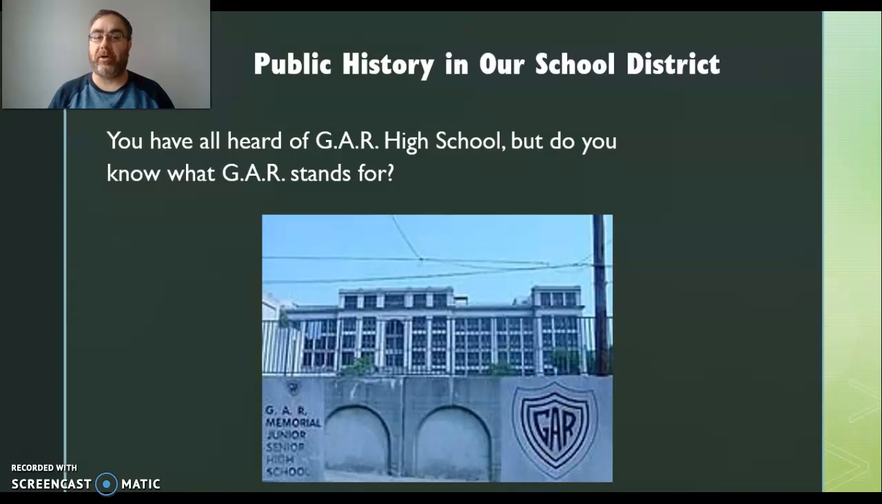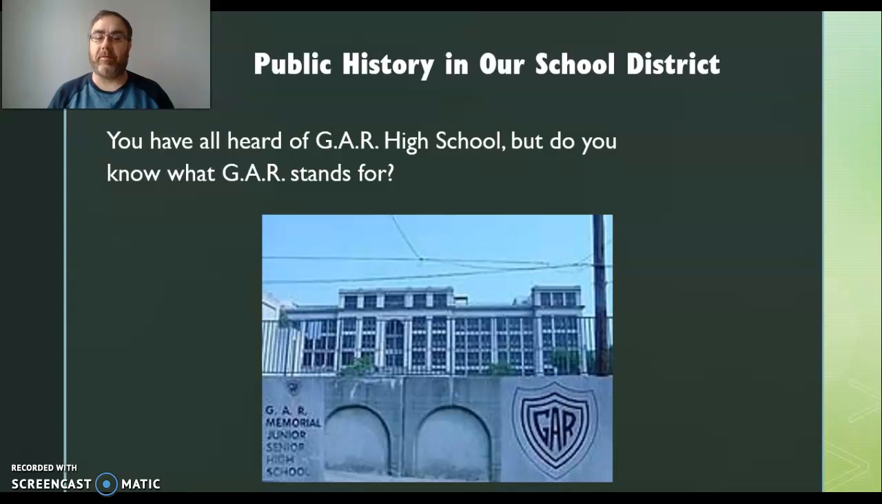Now, all of you have likely heard of GAR High School, but many of you probably don't know that GAR stands for Grand Army of the Republic. And just as those statues on the previous page are memorials to the American Civil War, the high school itself is also a bit of public history that stands as a memorial to the Civil War.